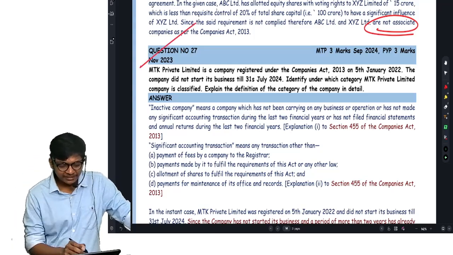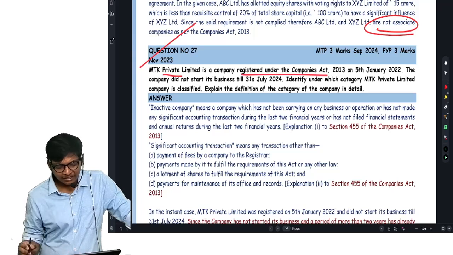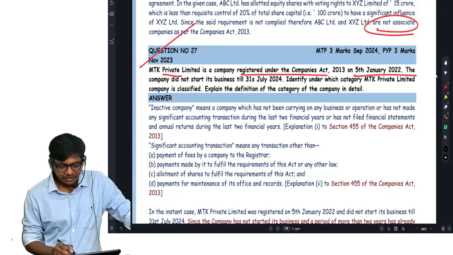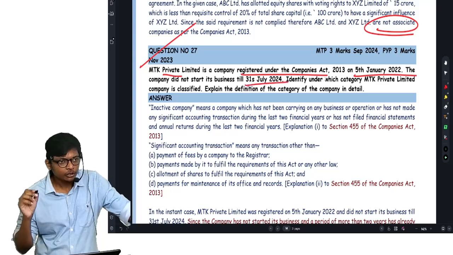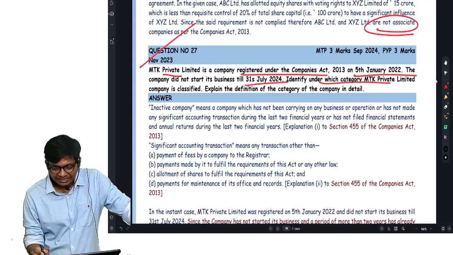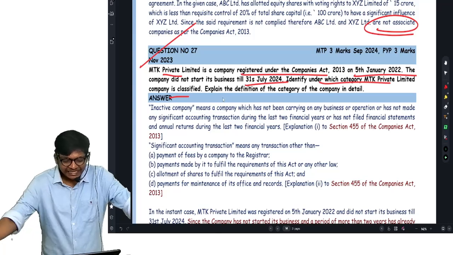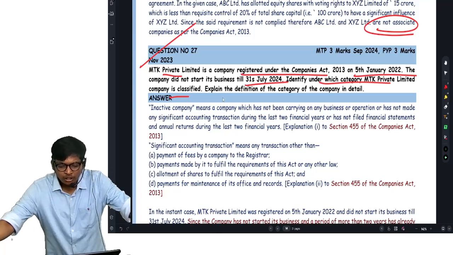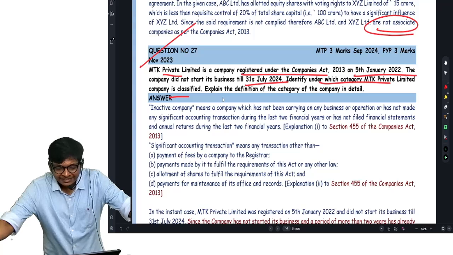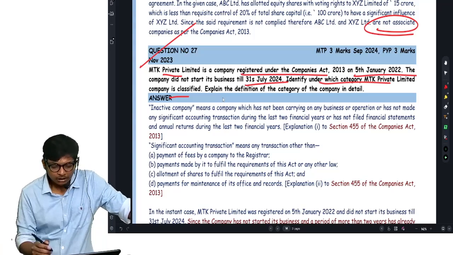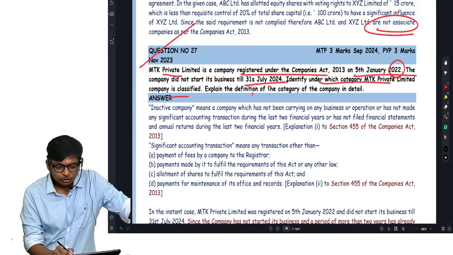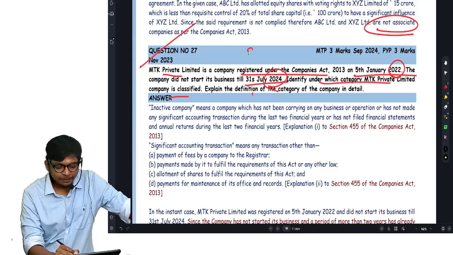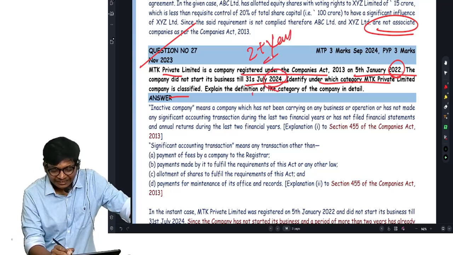Question number 27. MTK Private Limited is a company registered under the Companies Act. On 5th Jan, the company did not start its business till 31st of July. Identify which category the company will be classified in. Is this a dormant company? Yes or no? They didn't start business for how many years? Is it 5th Jan 2022? Is it 31st July 2024? That means 2+ years are done.